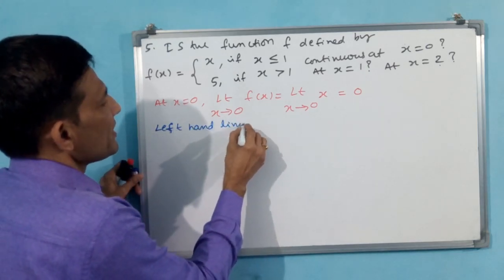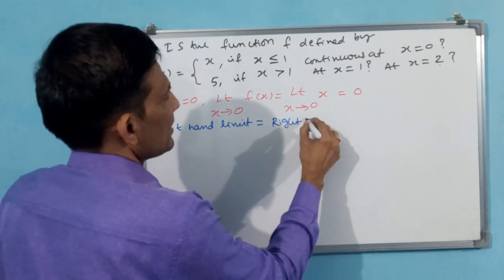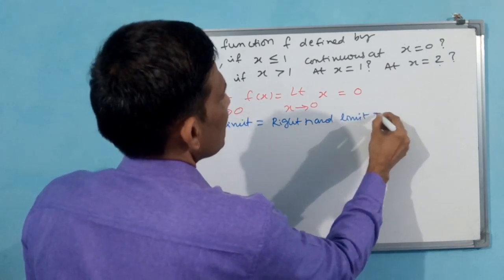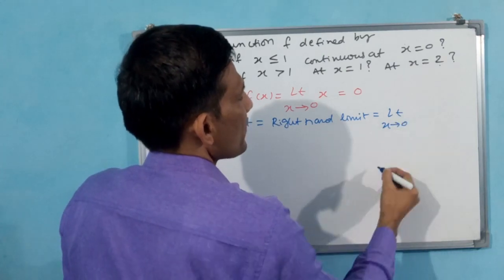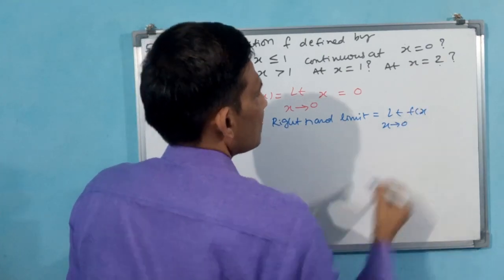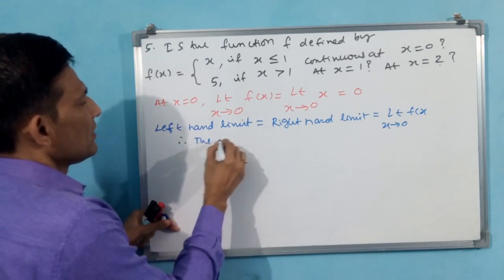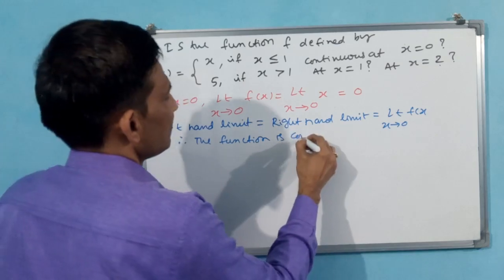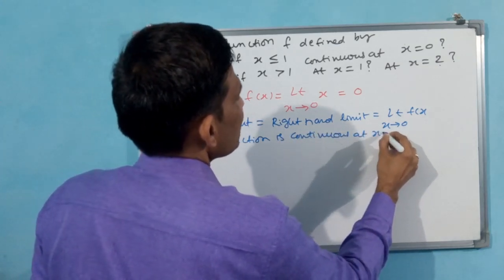Left hand limit is equal to right hand limit is equal to the limit as x tends to 0 of f of x. Therefore, the function is continuous at x is equal to 0.